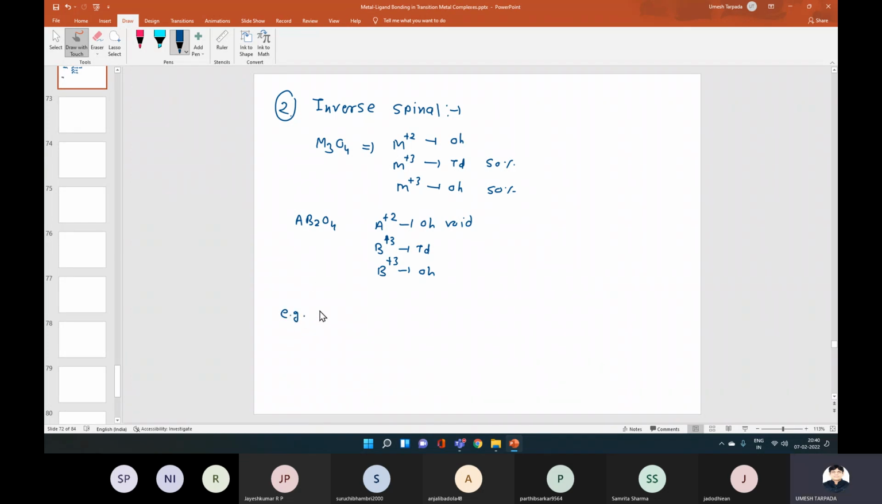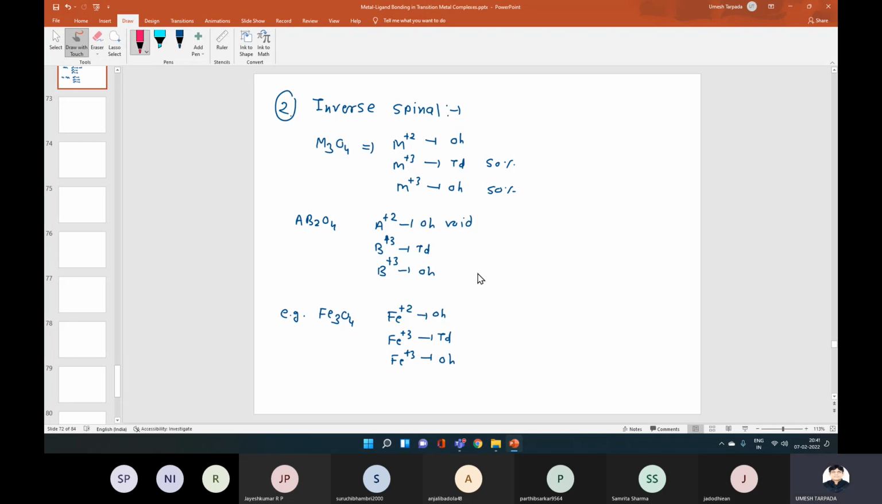Its example is Fe3O4, magnetite, where there are three Fe. One is Fe+2 and the other two are in a +3 state. Out of these, Fe+2 occupies an octahedral void, and Fe+3, one is in a tetrahedral void and another one is in an octahedral void.